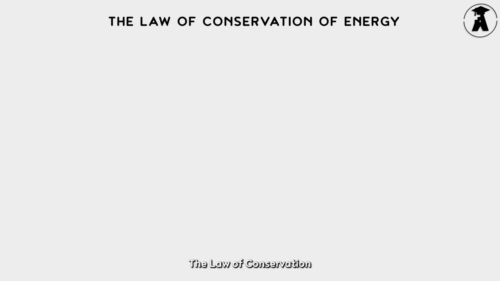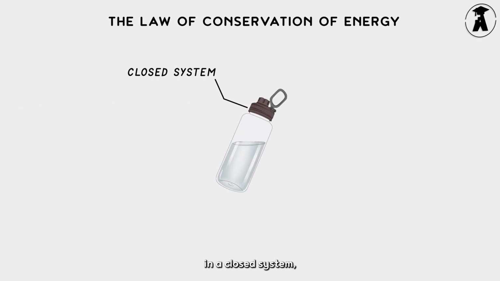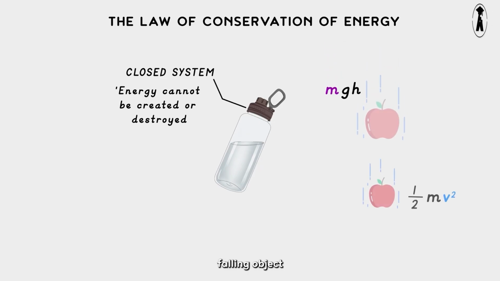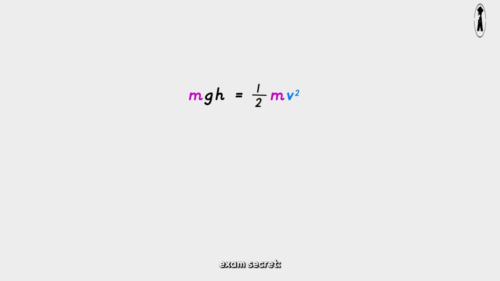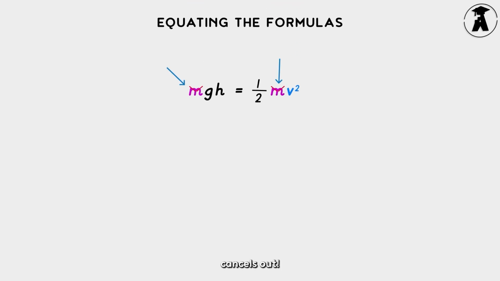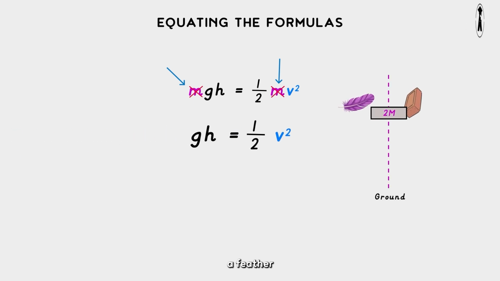The law of conservation of energy tells us that in a closed system, energy cannot be created or destroyed. For a falling object with no air resistance, every joule of gravitational potential energy lost must become a joule of kinetic energy. Here is an exam secret. Because mass is on both sides of our equation, it actually cancels out. This means that, ignoring air resistance, a feather and a brick will reach the same speed falling from the same height.